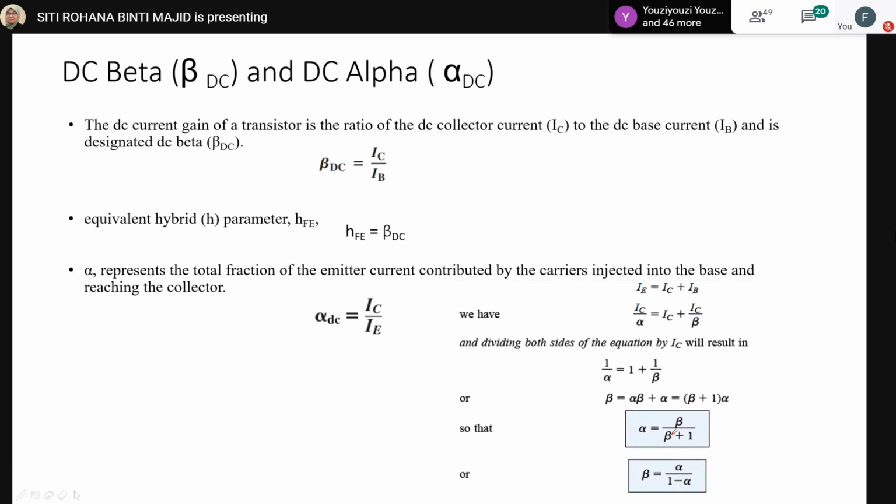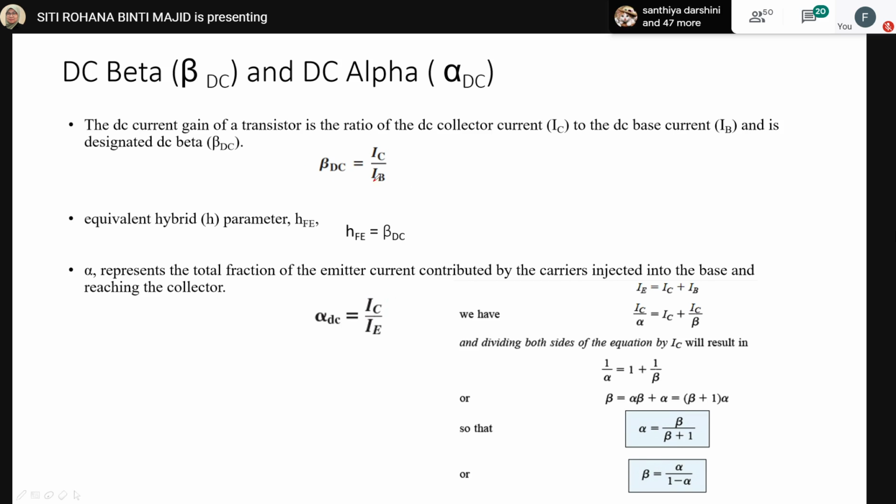Okay, so the equivalent hybrid parameter hFE is equal to beta DC, and alpha represents the total fraction of the emitter current contributed by the carriers injected into the base and reaching the collector. So alpha DC is equal to IC over IE. From this, both refer to IC for the top value, and for the bottom value, they change only to IB or IE.